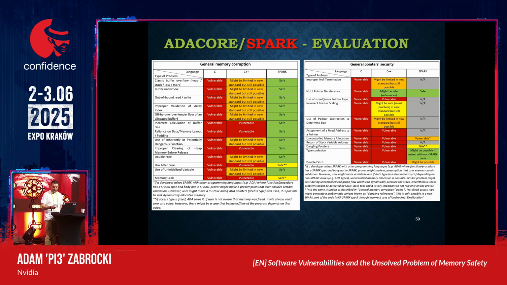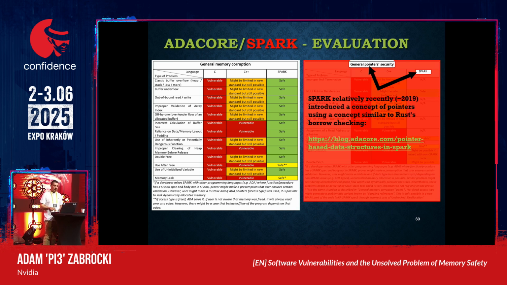Again, I don't have as much time, but generally speaking, general memory safety corruption is not applicable for Spark. On the formal method side, if you do it right, you will be safe from there. There is no problem with pointer security, for a simple reason: Spark does not have pointers. No pointers, no problem, yes? It's not actually true. I'm a little bit lying, because in 2019, Spark introduced concepts similar to pointers, using a concept similar to the Rust borrow checker. So it has some kind of pointers. There is more information in this blog post.